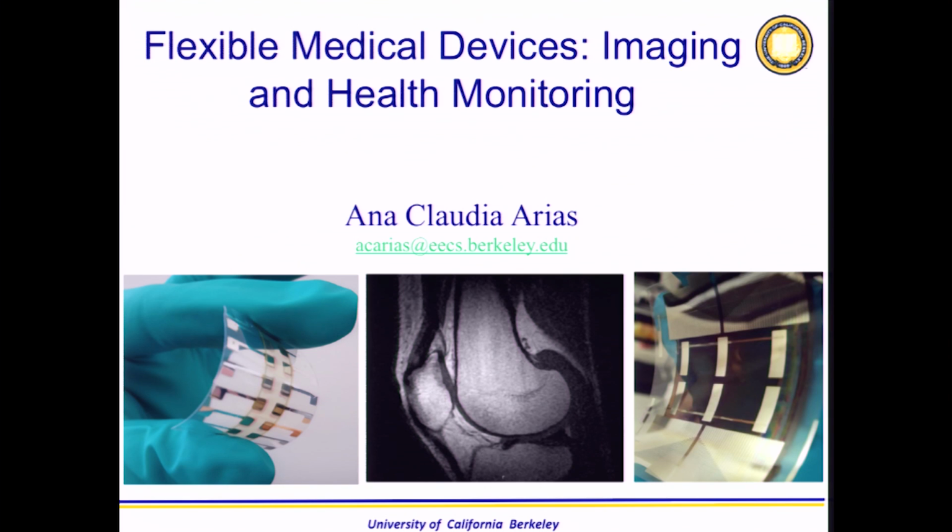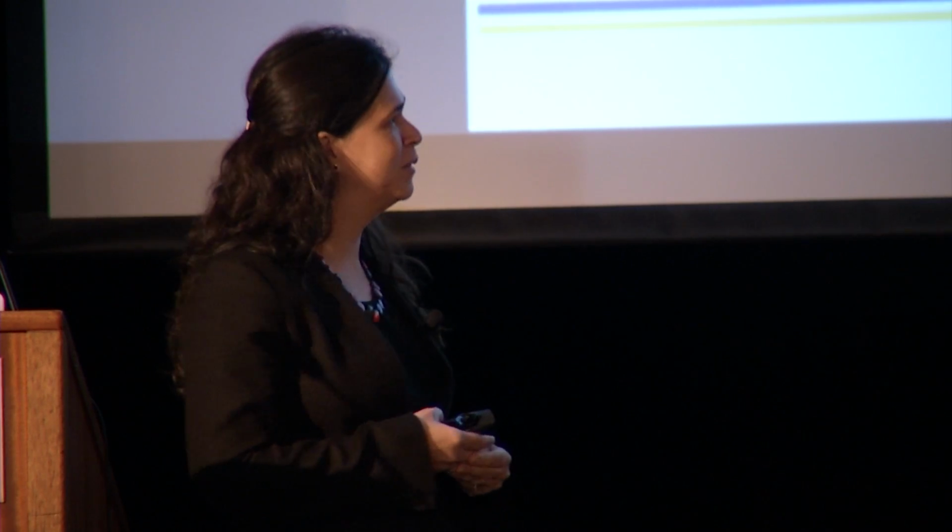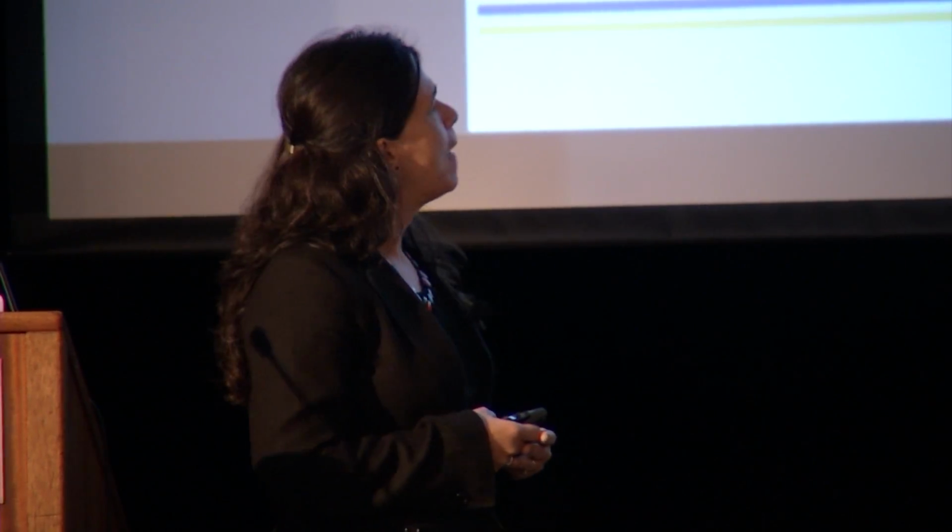What I'm going to talk about today, I'm going to start with an overview of flexible electronics first, because I know that everybody here comes from different backgrounds. And this area really involves different types of semiconductors and things that are not the traditional electronics that we all study in our books when we are getting our degrees.